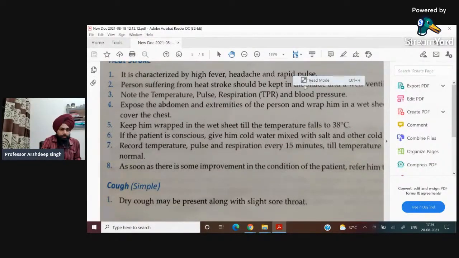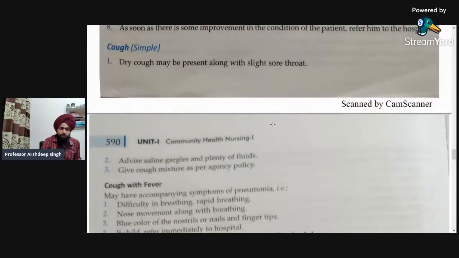Next is the cough. First of all, is the simple cough, in which we can categorize the patient in the general condition. Okay, no any type of moderate or severe condition is present, so we can manage it in a very calm manner. Like dry cough may be present along with slight sore throat, advise saline gargle. That is the best way to treat the simple cough, with plenty of the fluids, and give cough mixtures as per agency policy. Any type of cough syrup, expectorant, I would say that. So that has to be provided to the patient.